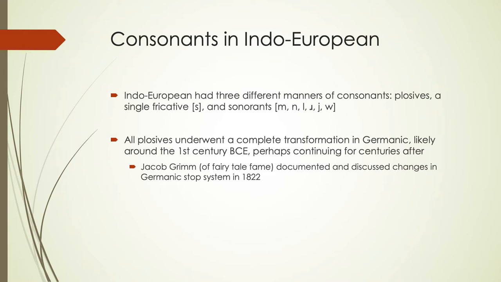It's estimated this likely happened around the first century BCE, and perhaps continuing for centuries after that. But Jacob Grimm of fairy tale fame, and who also had discovered some of the similarities between ancient Sanskrit, ancient Greek, ancient Latin, also was responsible for documenting and discussing these particular changes in the Germanic stop system, and this happened way back in 1822. And so this is where the term Grimm's Law ends up coming from. So it's named after Jacob Grimm for having discovered this.